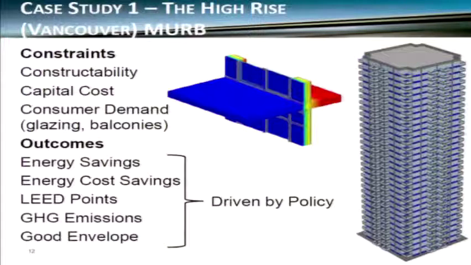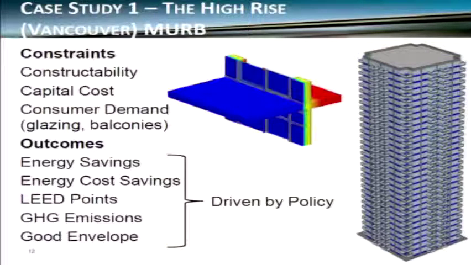The first one being the high-rise Vancouver multi-residential building, which I work on a lot. It's a very interesting building type because it has its challenges. And in Vancouver, the high-rise multi-residential building varies from market housing to apartments to social housing. You know, the concrete tower is ubiquitous regardless of what area of the housing sector you're in. And there are lots of constraints within this building sector. Constructability is a big one.